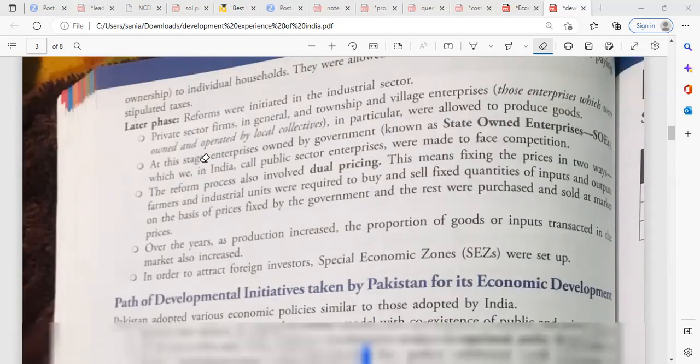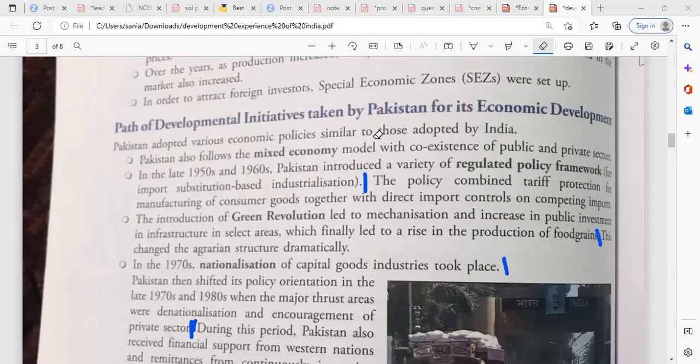Okay, now we will be doing the path of development initiative by Pakistan. We are done with China. Now let's see Pakistan. Pakistan adopted various economic policies similar to those of India. First, Pakistan also followed a mixed economy, in which the public as well as the private sector coexisted. Second, in the late 1950s and 1960s, Pakistan introduced a regulated policy framework, which means there was control over import and export.